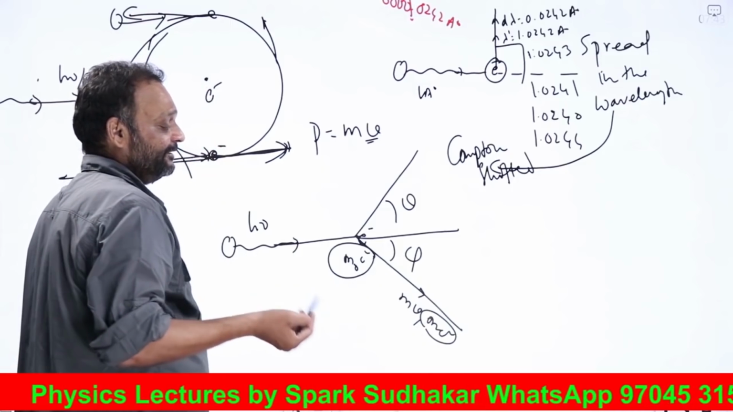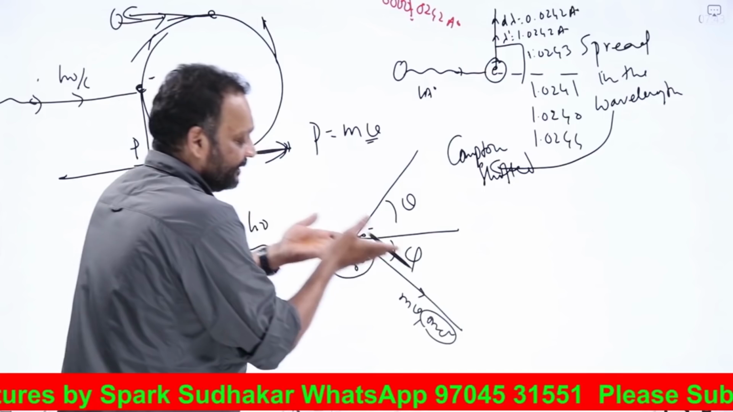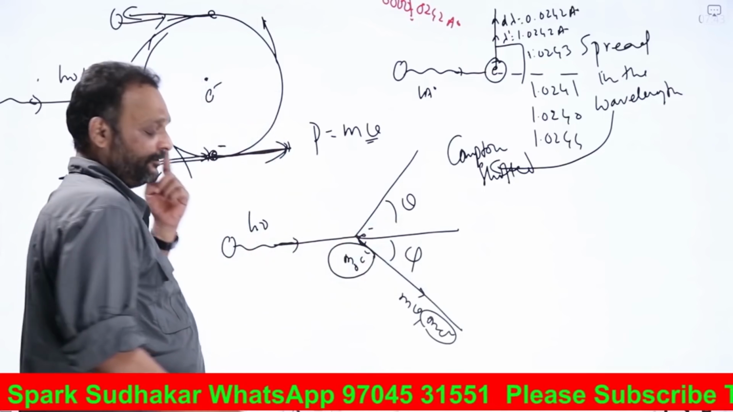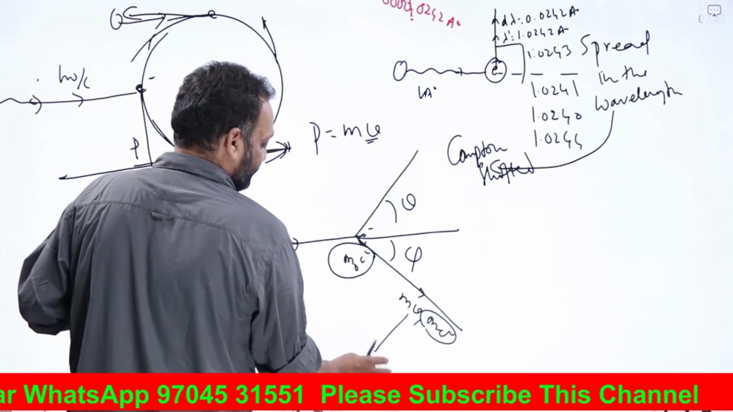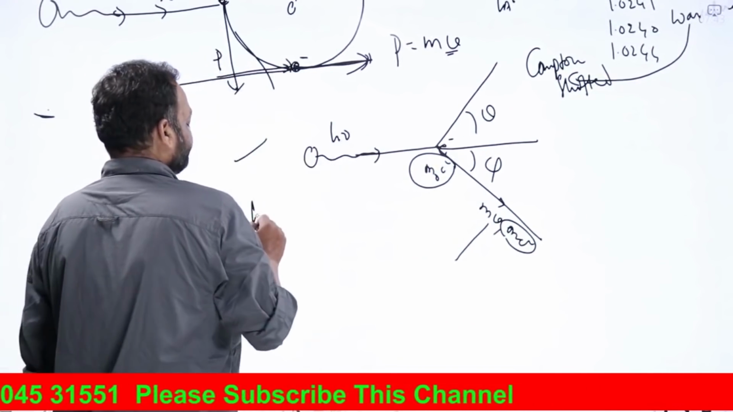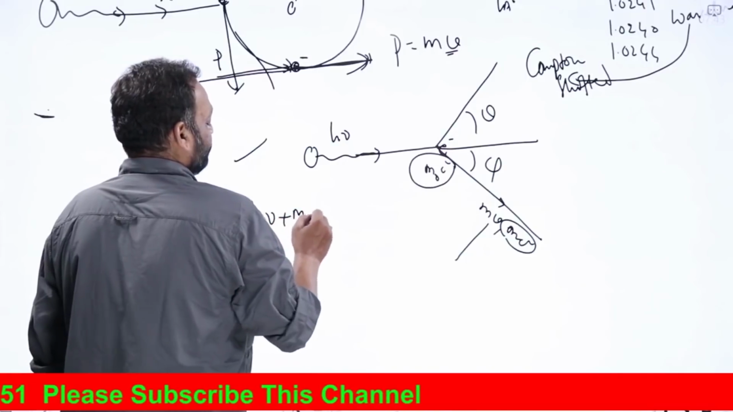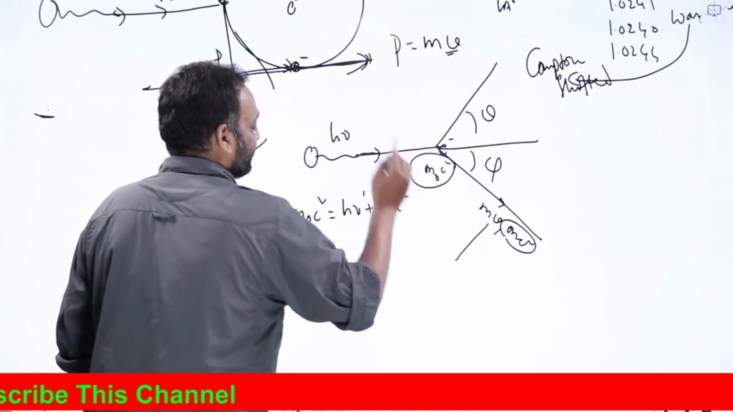Where from it got that extra energy? Energy lost by photon is nothing but energy gained by the electron. So that is the first conservation of energy equation. What is initial energy? h nu plus m0 c square equal to h nu dash plus mc square.